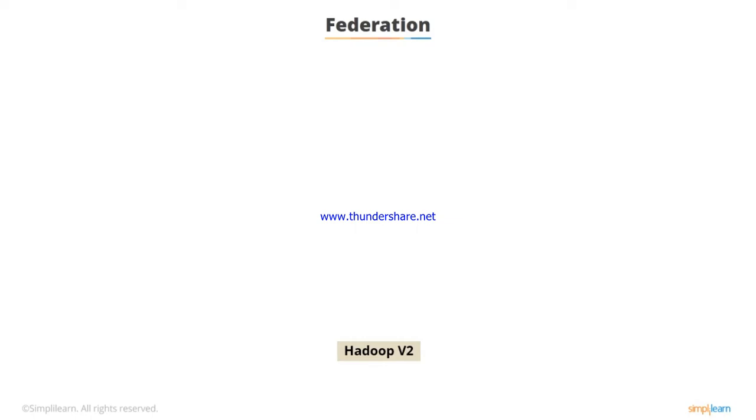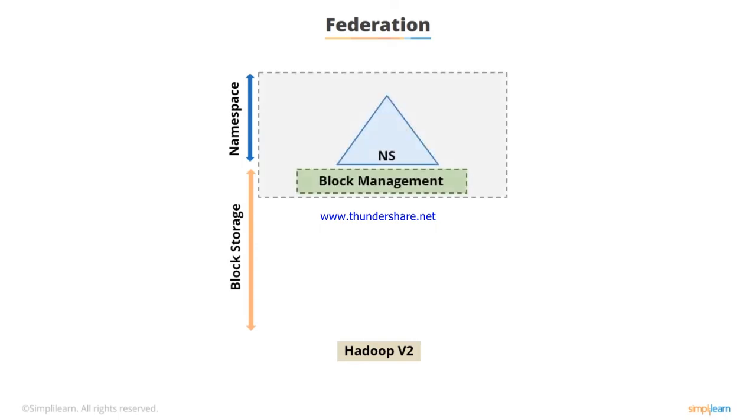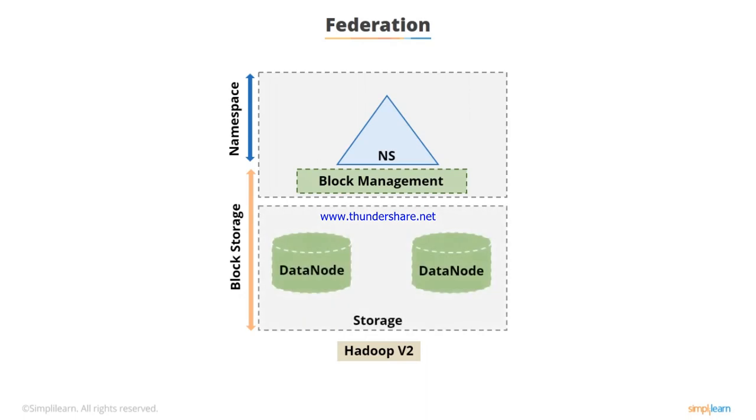First, we will discuss federation. HDFS has two main layers. These are namespace and the block storage service. The block storage service is further divided into two parts called block management and storage. Block management is performed in the name node.